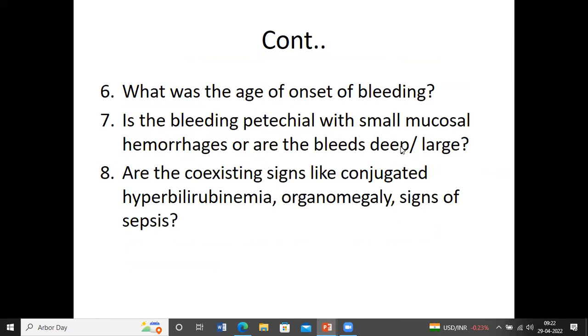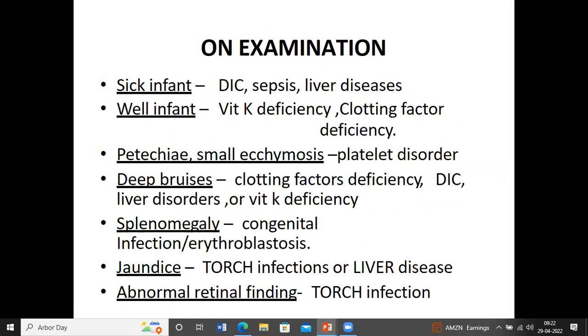Look whether there are deep bleeds or superficial bleeds, which we have already discussed. Look for any conjunctival hemorrhage or organomegaly, which can be seen in infections like TORCH. Also see for signs of sepsis, which can result in DIC, etc. So these are all important questions that we need to ask when we approach a child with bleeding.